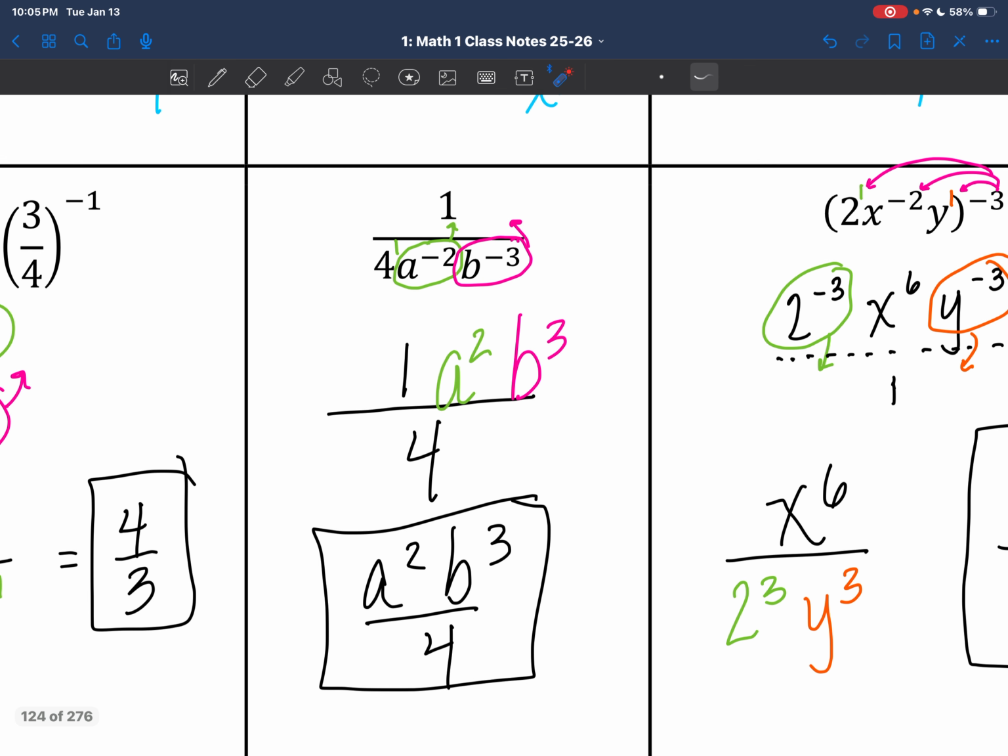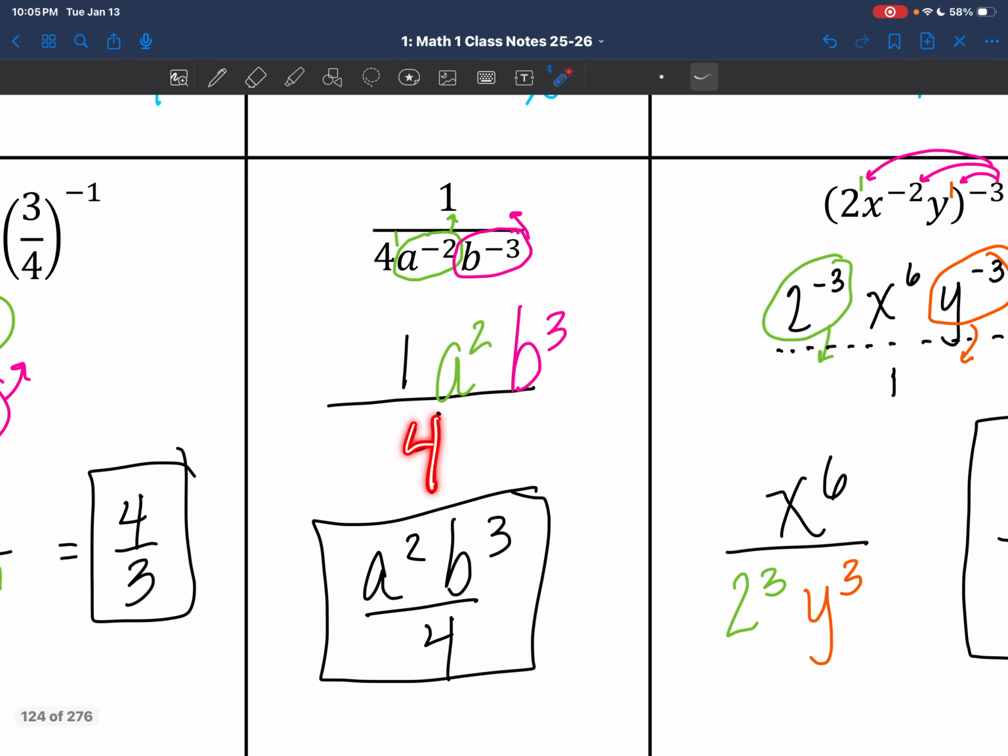All right, now here, these are all in the denominator. So 1 is positive. We're going to keep 4 in the denominator. But since this is negative, we're going to move it up to make it positive 2. And since this is a negative exponent, we're moving that up to make it a positive 3. And then you can write the 1 here, or you can just, oops, what did I do? There it goes.